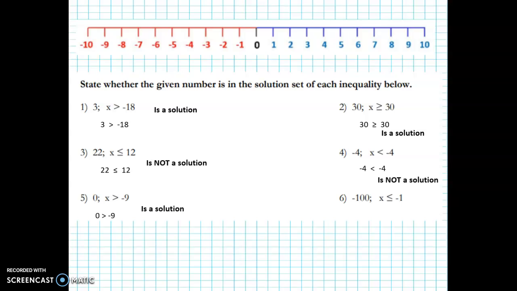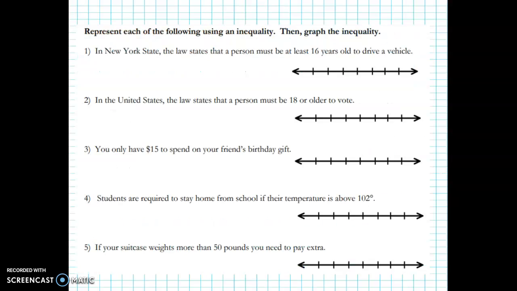Is negative 100 less than or equal to negative 1? Since negative 100 is to the left of negative 1 on the number line, it is smaller, so this is a solution. We can also work through this using sentences. First step is to identify the inequality, then write the number sentence, then you can graph your information.